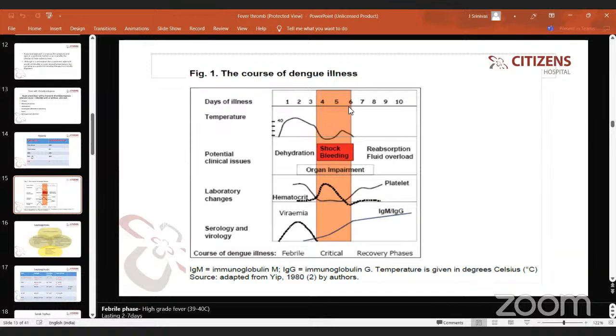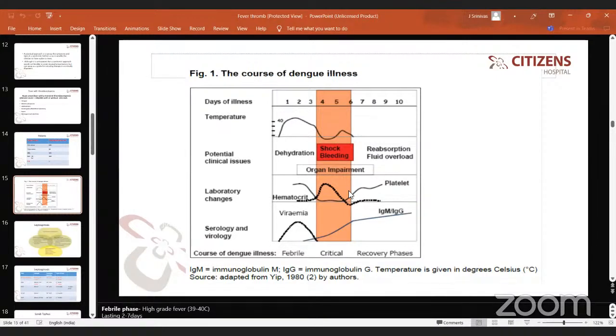Next, for 3.5 to 6 days, temperature will be down, there can be organ impairment, or because of the capillary leak, shock and bleeding can occur, platelets are down after 3.5 days, and the patient can become more critical. Here IgM will start rising and later IgG will pick up. The next phase is the reabsorption phase, fluid overload phase, or organ impairment also. After 6 days, for the next 3.5 days, the platelets start increasing.